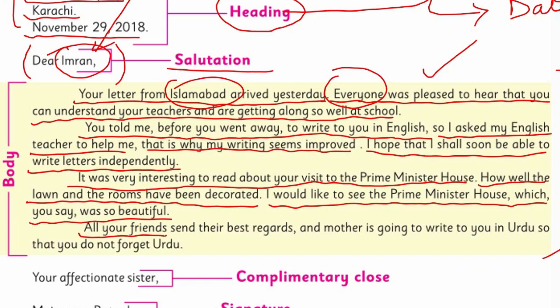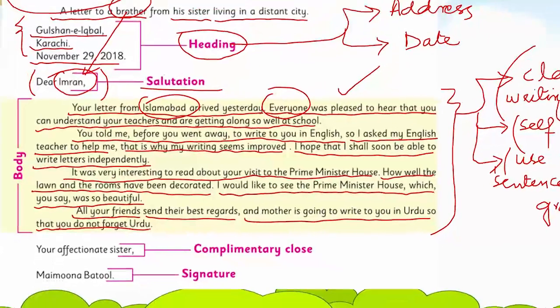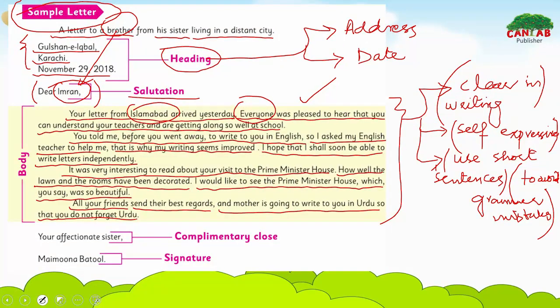All your friends send their best regards and mother is going to write to you in Urdu so that you do not forget Urdu. Here his sister is telling him that all his friends are sending their best regards and his mother is going to write a letter in Urdu, so he should not forget the language Urdu also. Here is the complimentary close.